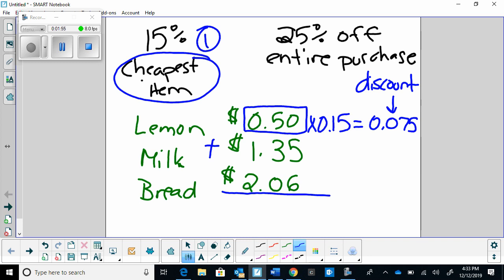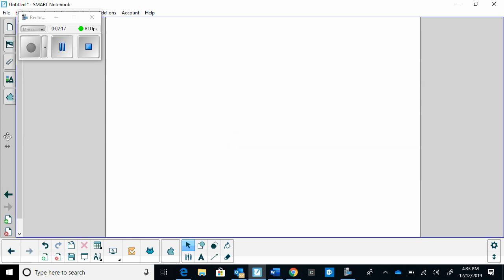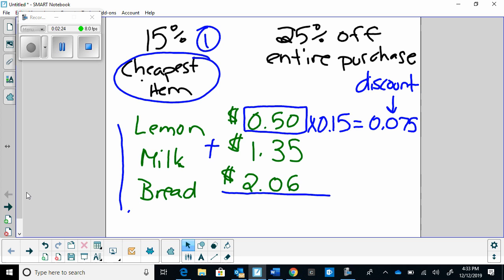So this number, I actually have to take it away from 50 cents. Okay, so now in order to do that, I need to subtract 0.50 minus 0.075. But the thing is, when we're talking about money, we should always be rounding. We should be rounding to the nearest hundredth.